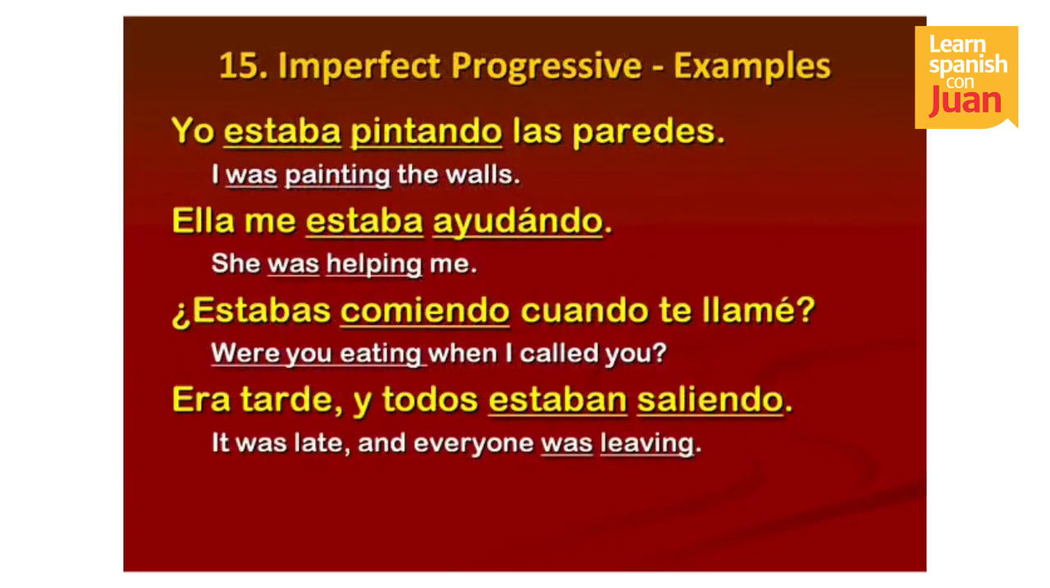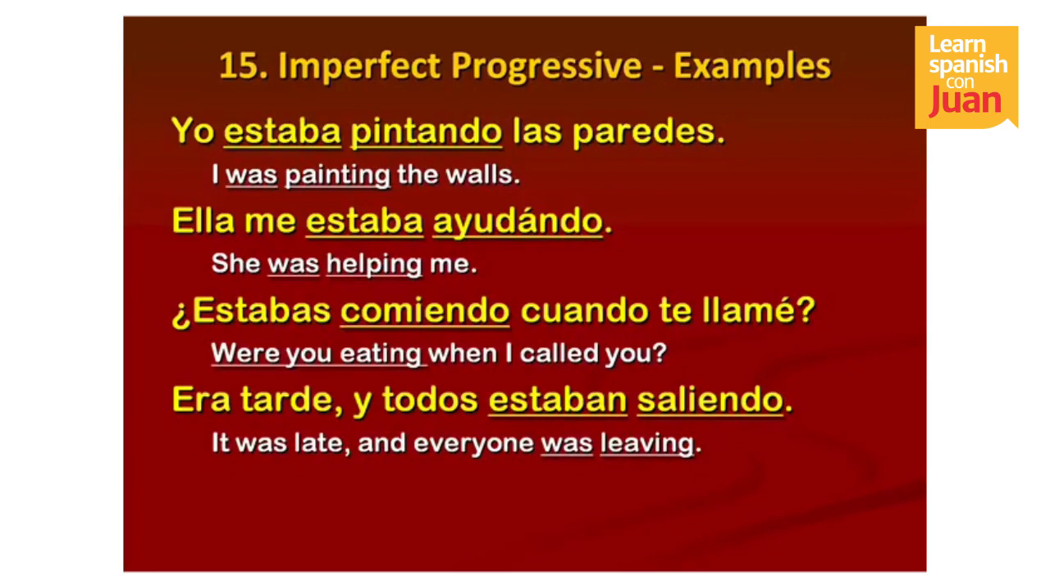We have four straightforward examples here. I was painting the walls. Yo estaba pintando las paredes. She was helping me. Ella me estaba ayudando. Were you eating when I called you? ¿Estabas comiendo cuando te llamé? Here at the end we have a preterite form.